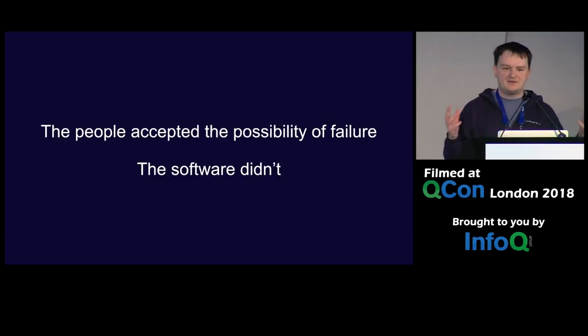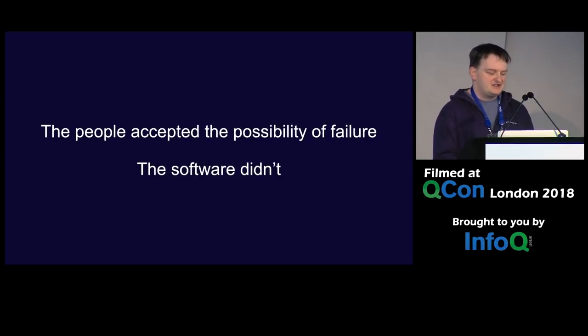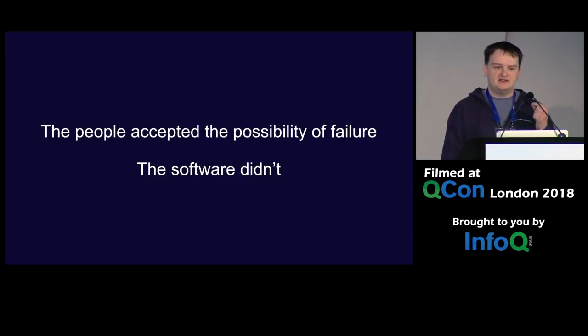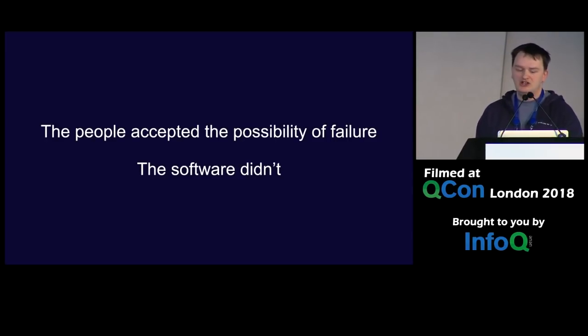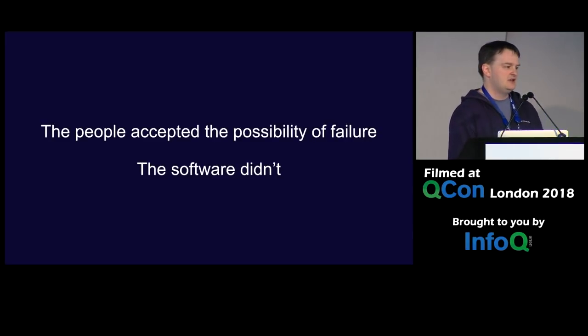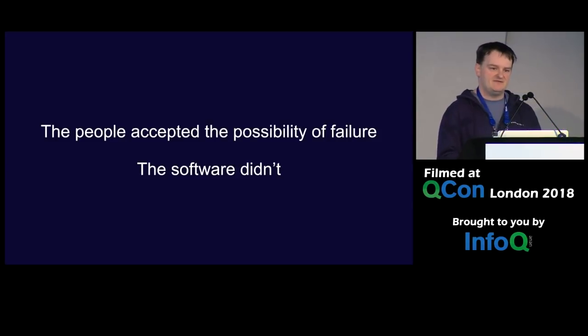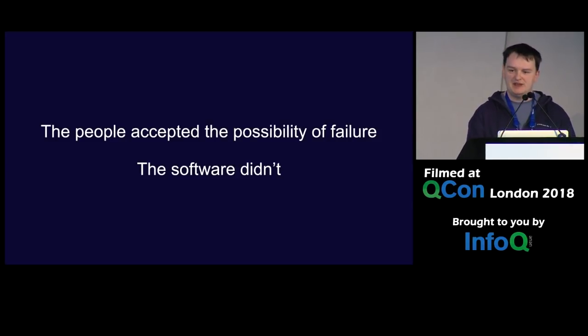So all of these different dependencies led to the software being brittle. And this is the problem that I want to address. In order to be reliable, you can't just have the situation where your people anticipate failure, but your software has to anticipate it as well. So now I want to talk a little bit about Starling Bank.